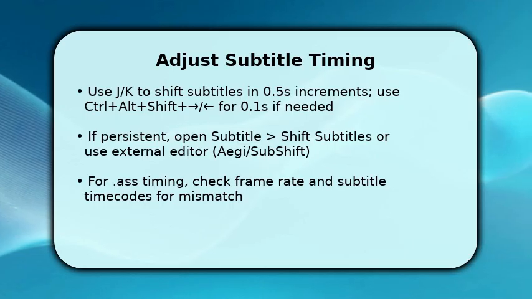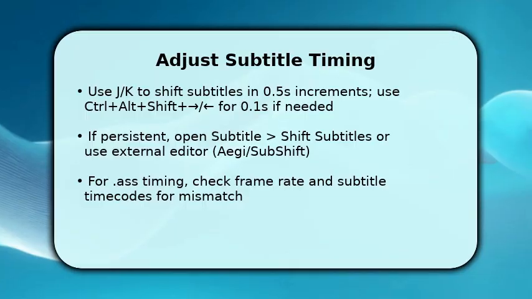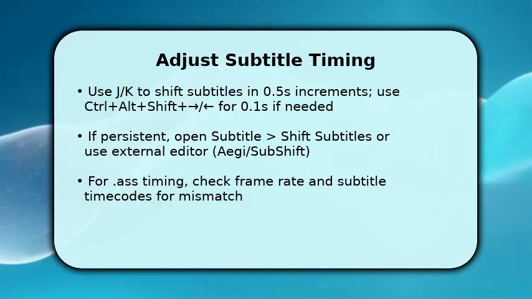Press J or K to shift subtitles by 0.5 seconds, and use Ctrl plus Alt plus Shift plus arrow keys for fine 0.1 nudges. If the offset is consistent across the file, use Subtitle, Shift Subtitles to apply a permanent change, or export and edit with a subtitle tool like SubEdit for batch adjustments.